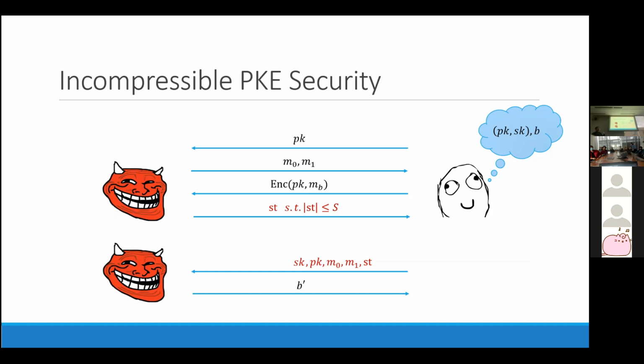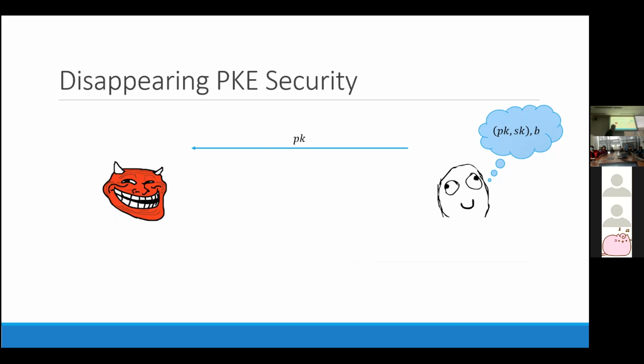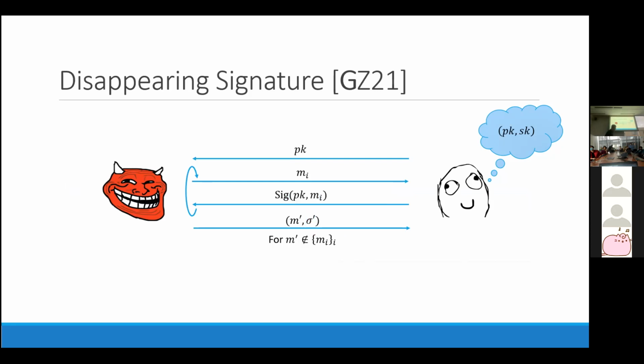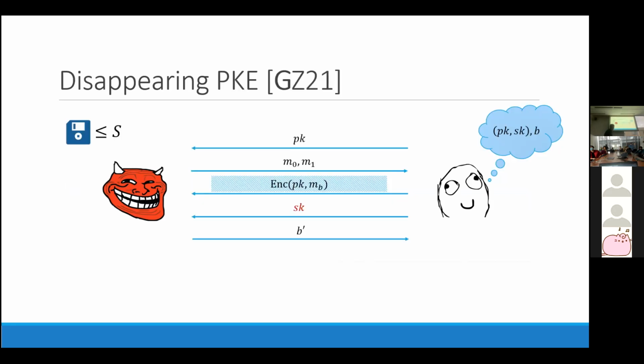So it's not stronger than the bounded storage model, but for disappearing cryptography, we have a bound on time. What's the difference between disappearing cryptography and bounded storage? Let me go back to disappearing PKE here. Throughout the entire time, the adversary is bounded by space, but the adversary is also bounded by computational assumptions.